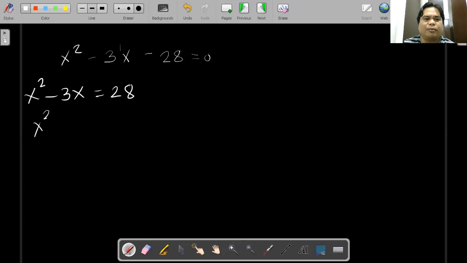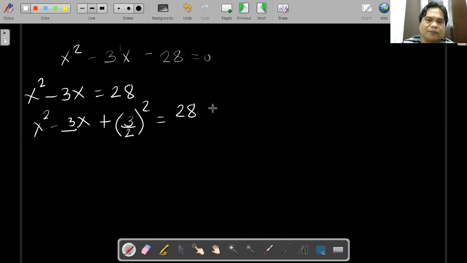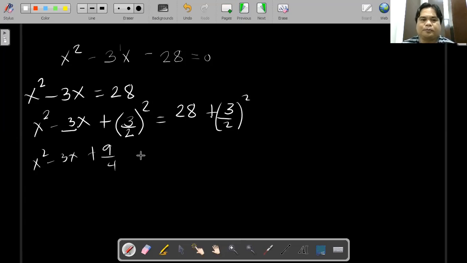And then create a third term by dividing the b coefficient. Which one is the b coefficient? It's 3. The one that I underlined, right, is 3. So that becomes 3 over 2, and then you raise it to the power of 2. 28 plus, whatever you did to the left side, you're obliged to do to the right side as well. 3 halves squared. Okay, easy, right? So x squared minus 3x plus 3 halves to the power of 2, you have 9 over 4. Yeah. And then it equals 28 plus 9 over 4.